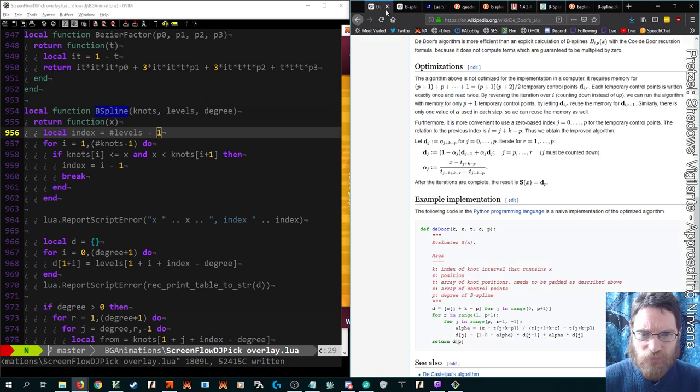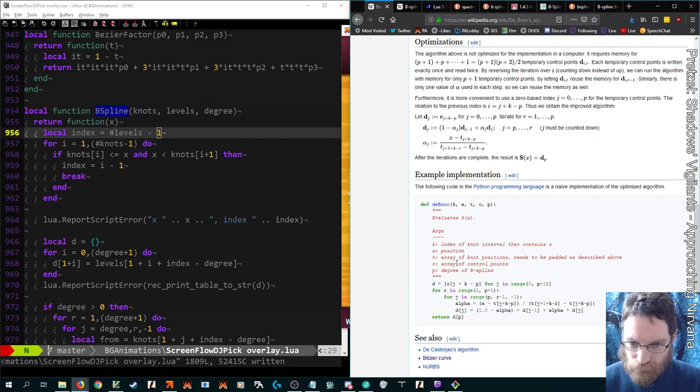Maybe I'm misinterpreting that. Index of knot interval. It's described as a knot interval, which I would think would mean it was in the knot array, or the control point, or the knot array, which is extended. And we're subtracting degree from those indexes at various points to convert it into a level thing.